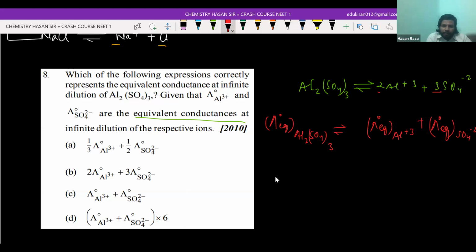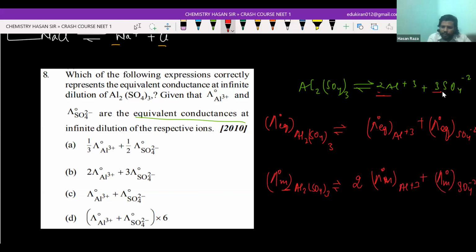But if you write the value of molar conductivity of this Al2(SO4)3, you are going to write lambda naught M of Al plus 3. And since we are talking about molar conductivity, you need to balance it. Since it is 2 moles, you put 2 here, and here it will be lambda naught M of SO4 minus 2, and you can see it is 3 moles, so you need to multiply by 3 in case of molar conductivity. But in this question, we need to calculate only the equivalent conductance. So the answer is C.